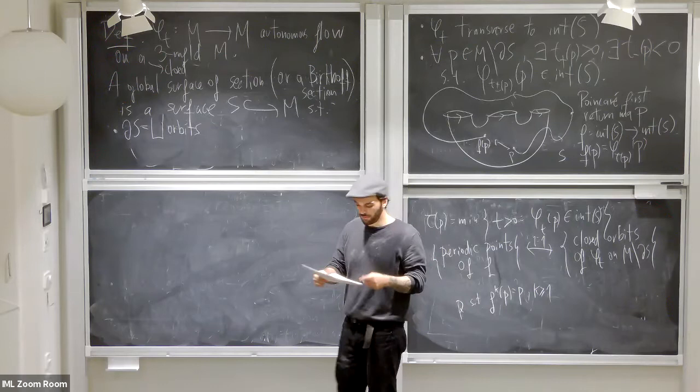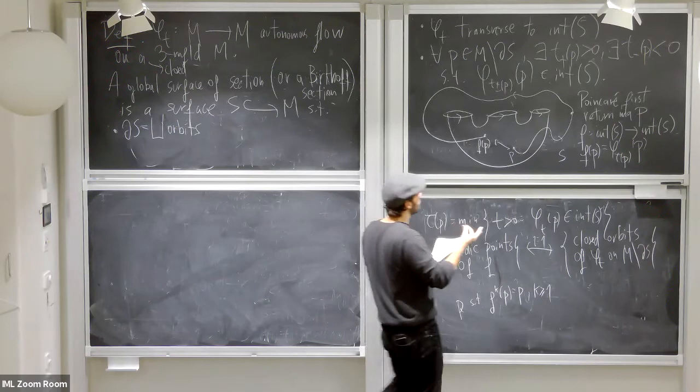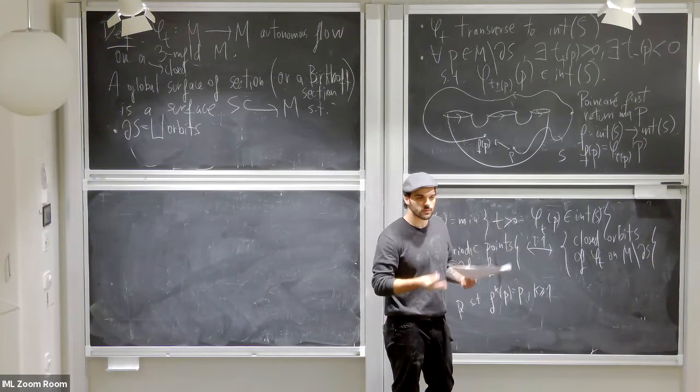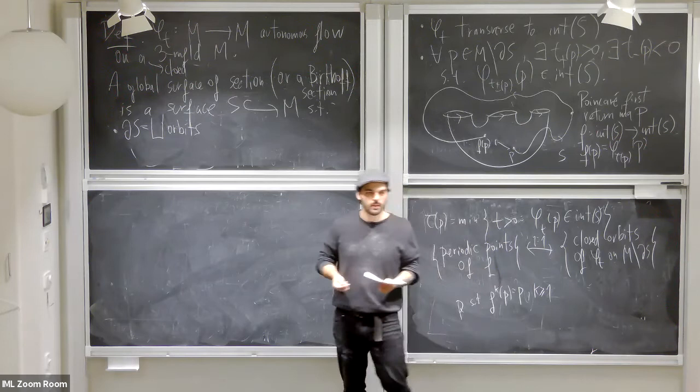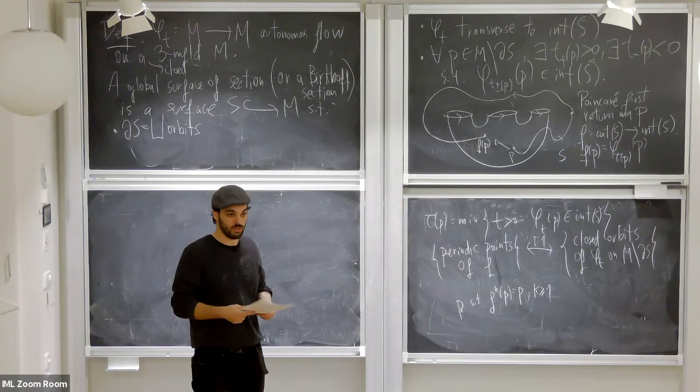And you can very well say that, in some sense, after Poincaré was looking at the planar situation and trying to find global surfaces of section, this is why dynamics on surfaces has become so important. And it's a huge industry in its own right. People have been studying maps on surfaces for quite a while already.